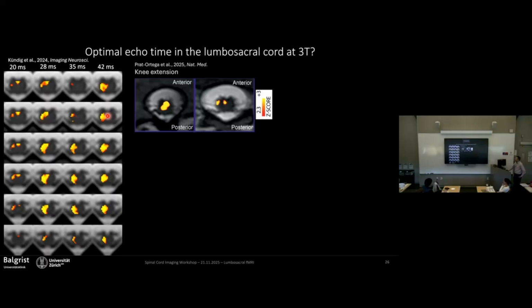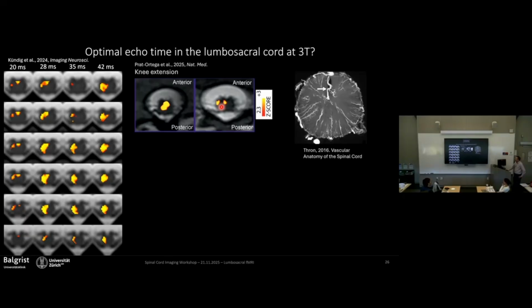We also often see this activation in studies that use motor tasks. So here, one example from a study that used knee extension. Again, you can see this spatially unspecific activation in the middle of the spinal cord here in both slices. We think that it's related to a large vein effect. So we know that a large vein that drains the ventral gray matter horns is located just right there.